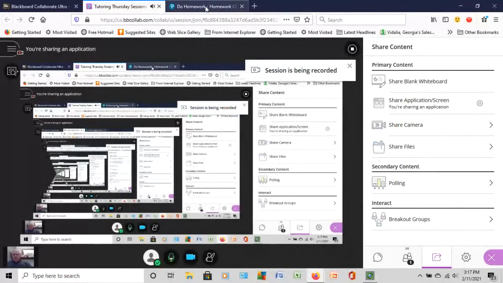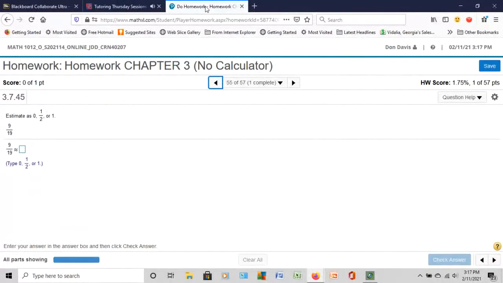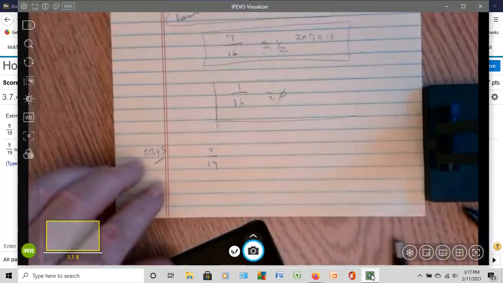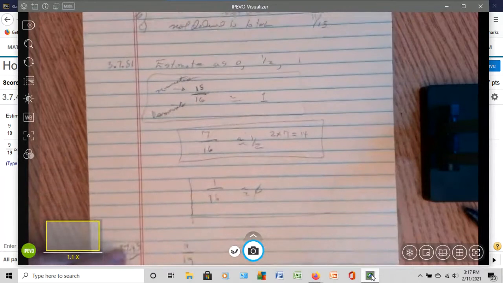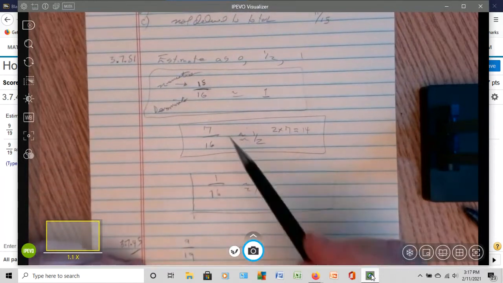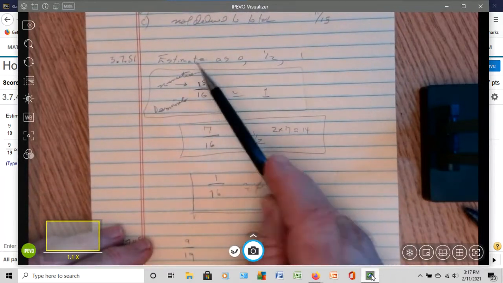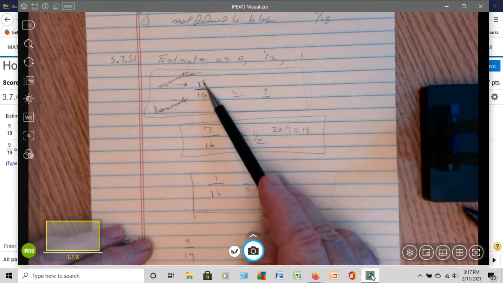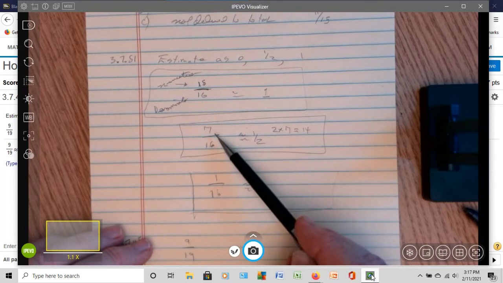All right, this is a problem out of Math-Excel, Chapter 3, Section 7, and we've done another video on one of these type problems where they ask us to estimate the value of a fraction as being either 0, 1/2, or 1. On a previous video, which you may have already watched, I went through the conversation about that. What they said to do is that if the numerator is very close to the denominator value, we'd say it's about 1.